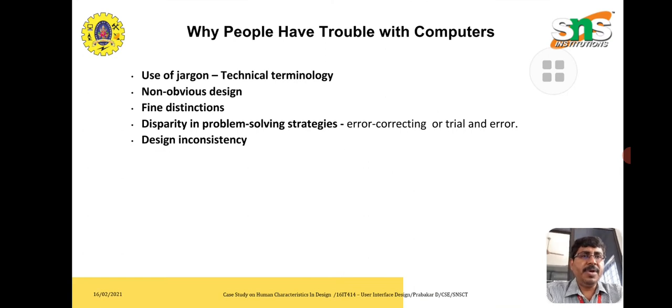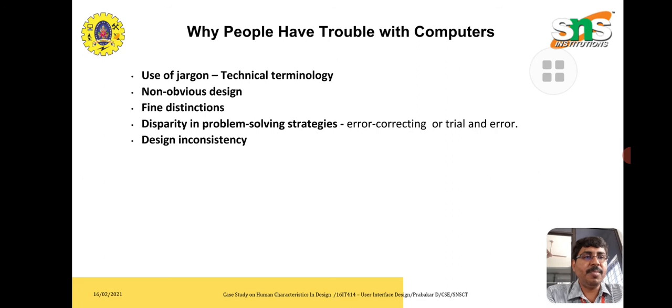So why do people have trouble with computers? What is the problem? Nowadays there is no problem at all, many people are working with smartphones and computers. First of all, they are not familiar with the technical terms, and the design does not attract them. There are various distinctions and levels, and problems such as language problems, error correction, and, last one, design inconsistency.